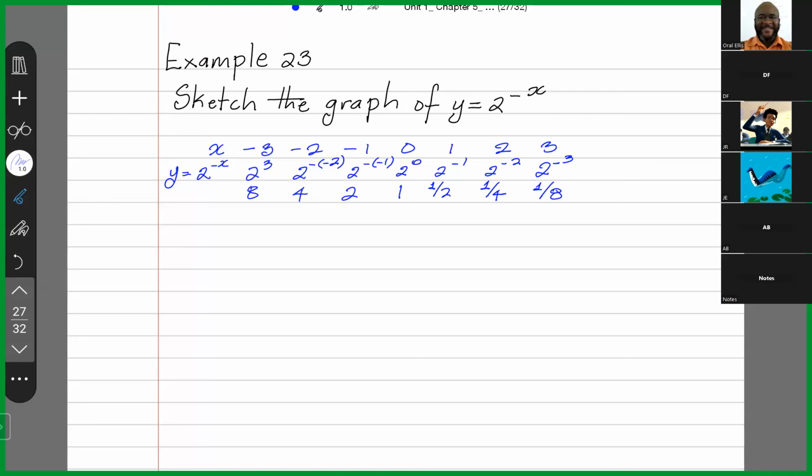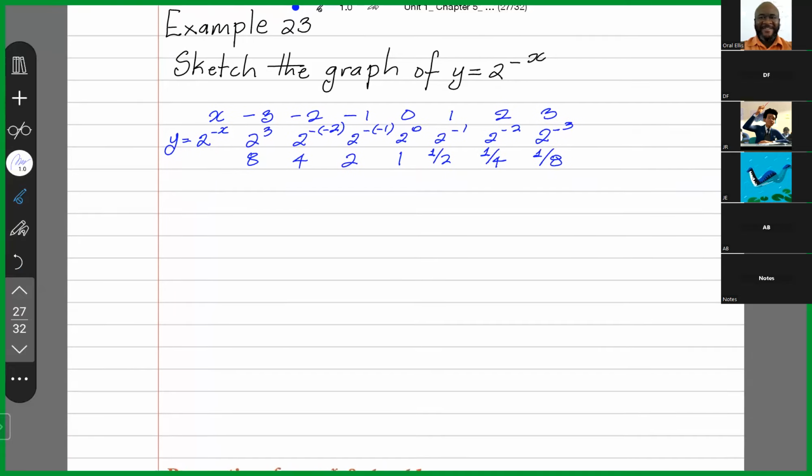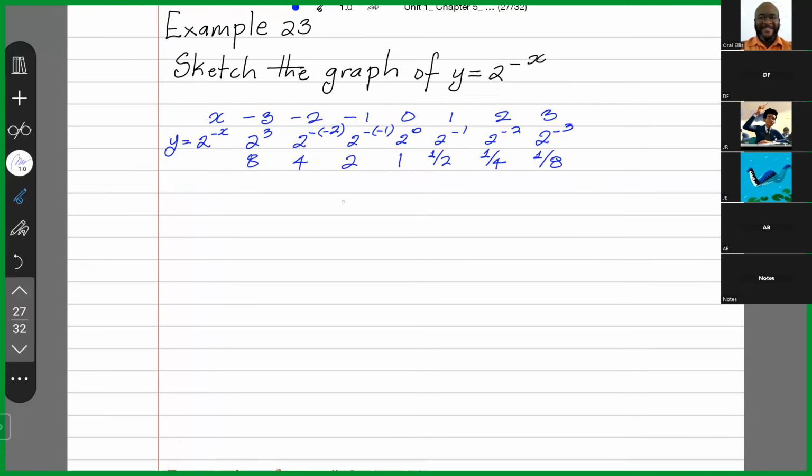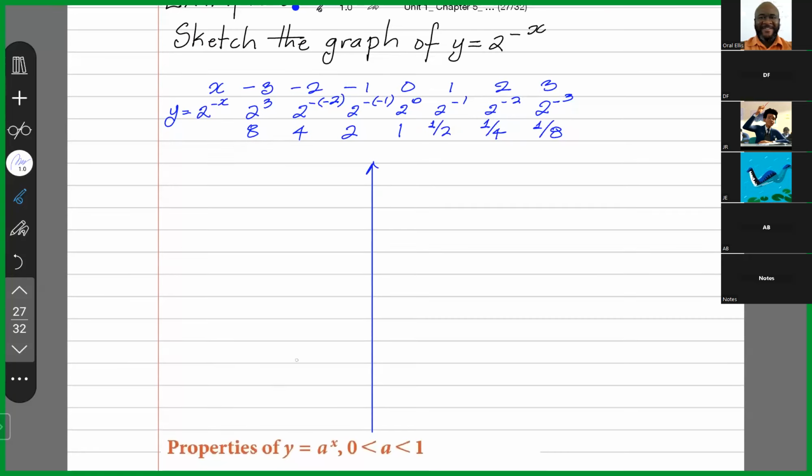All right, and so the idea is over the negative side the graph is high, and as you come over the positive side, the graph becomes low. So it's similar to y is equal to 2 to the x, except it's almost like you reflected it in the y-axis. So a sketch of this would probably look something like this.